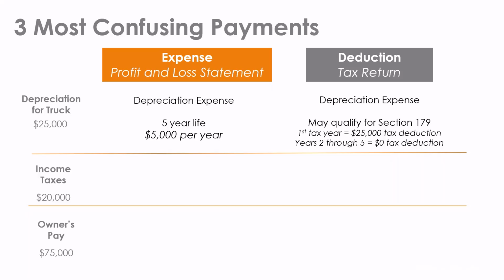The second payment that's often confusing is income taxes. Income taxes are a cost of doing business. They should be reported on your internal financial reports so that way you can see the true cost of running the business. For tax purposes, the payment is most likely not a tax deduction because only C corporations are allowed to claim income taxes as a deduction. All the other forms of tax entities are not.